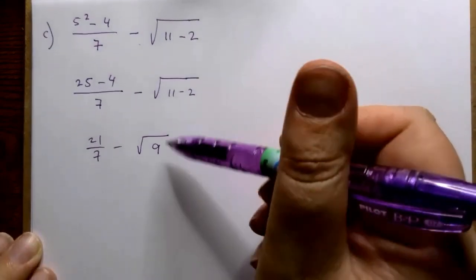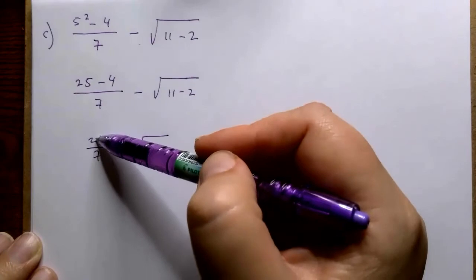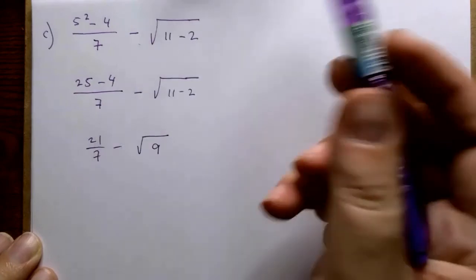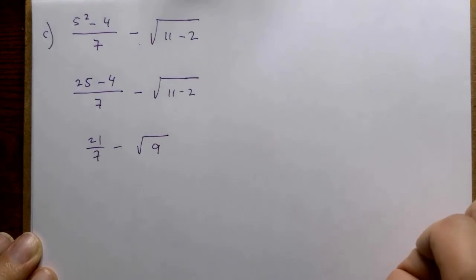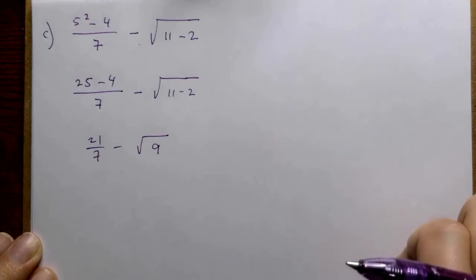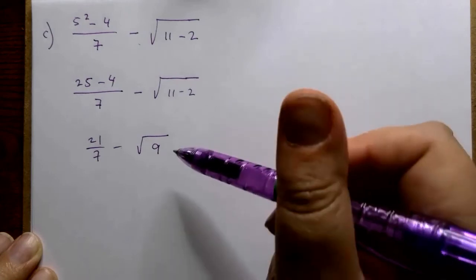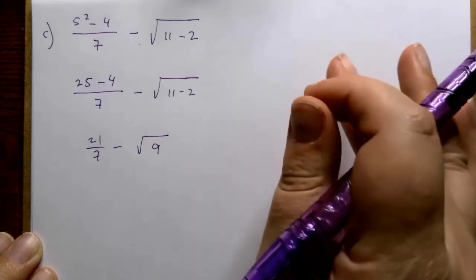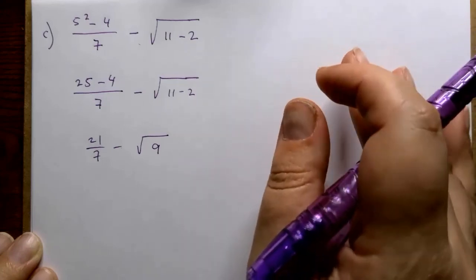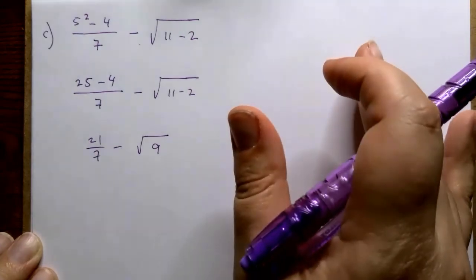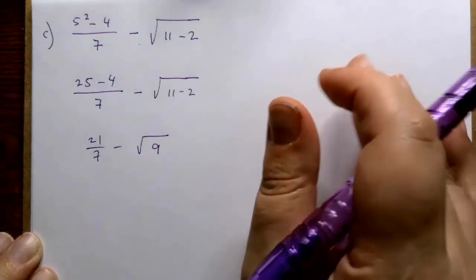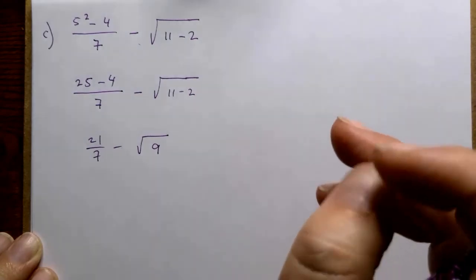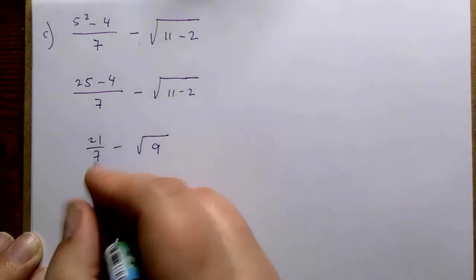Now I have an expression where I have division, subtraction, and square root. So which one comes next? I'll give you a second to answer the question. And the right answer is square root, because square root is a type of exponent. Remember, we said subtraction and addition are the same, division and multiplication are the same, and exponents and roots are the same. Okay, so we're going to do this step next.